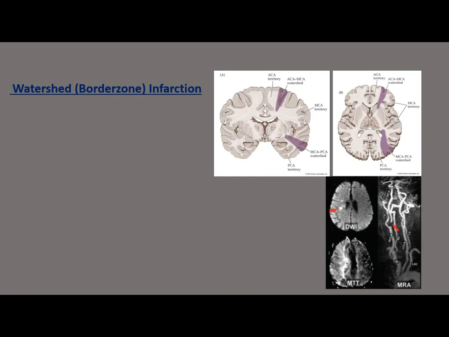These areas will be the first ones to go down, because they lie in between the territories, for example, of the anterior cerebral and middle cerebral arteries. So they are not getting enough blood from the anterior cerebral or from the middle cerebral. So the first to go are the watershed areas. So that's why we need to know them.